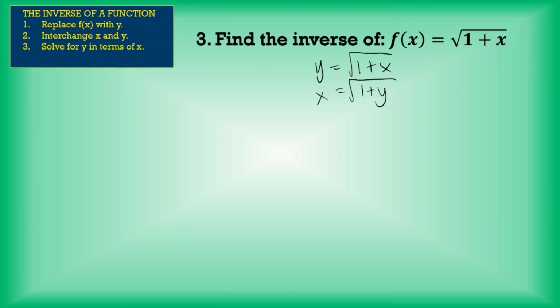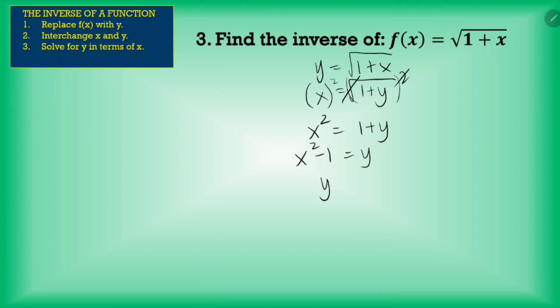Third is to solve for y in terms of x. To remove that radical, we have to square both sides of the equation. So that we can cancel it. We now have x squared equal to 1 plus y. To solve for y, we need to transpose positive 1 to the other side. So, we have now x squared minus 1 equals y. If we're done solving for y, and we see that y is now on the other side, we go to step 4, which is to change y to f raised to negative 1 of x.